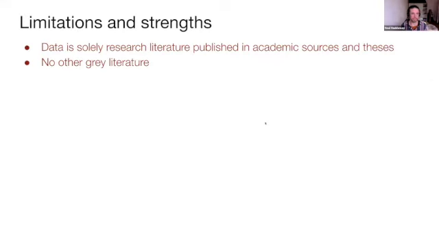Just before diving in, I wanted to share some limitations and strengths of the project as I see it. Firstly, the data that we're analyzing here is solely research literature that's been published in academic sources and in some cases theses. Unlike in systematic reviews and systematic maps, we don't include searches for grey literature. It's a time-consuming process, and what we're trying to do here is an initial mapping that is very rapid. So we don't include things like organizational reports, consultancy reports, or government papers.